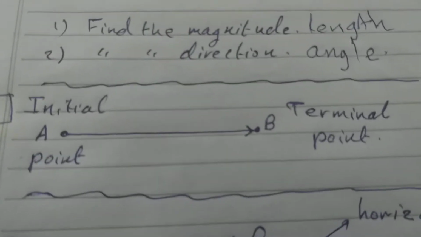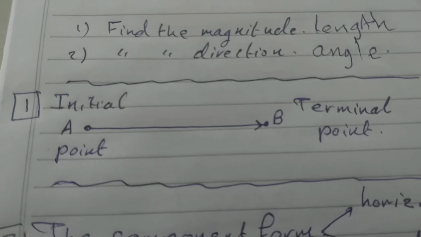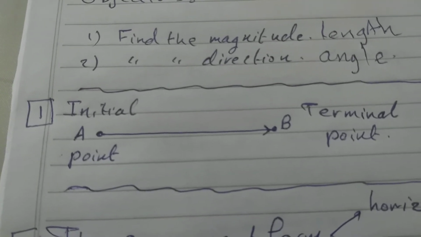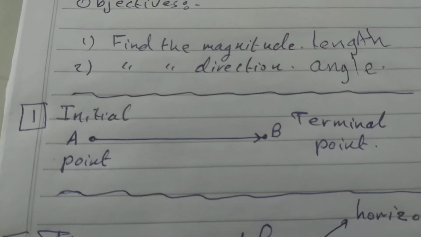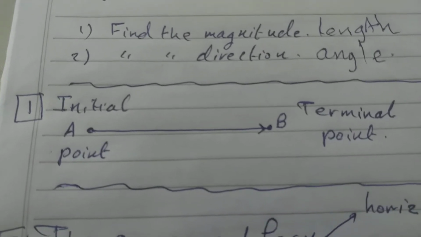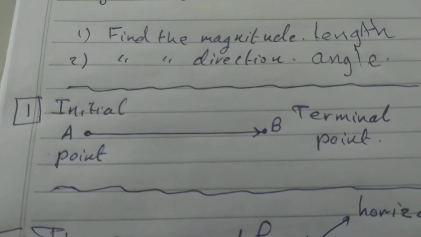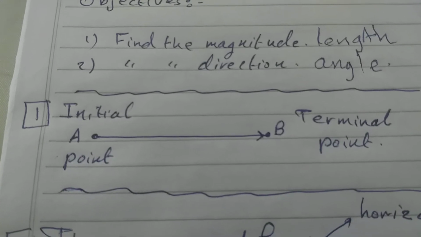Any vector you can find as the initial point and the terminal point. The initial point, or in other words, the starting point, and the terminal point, or the end point.